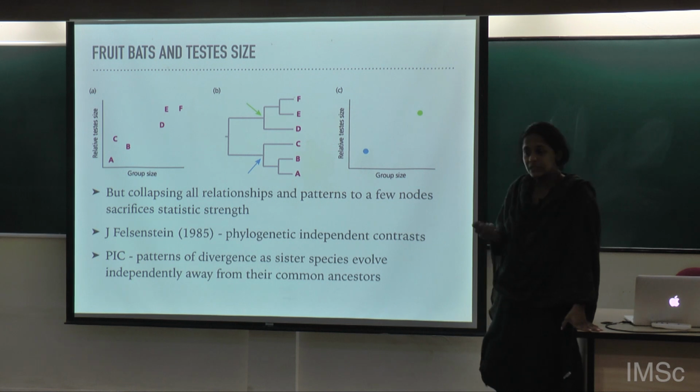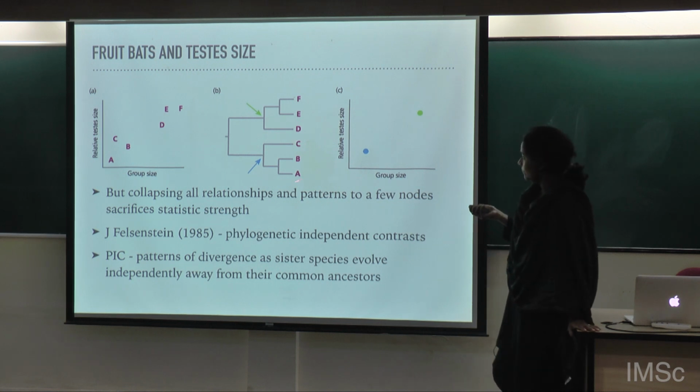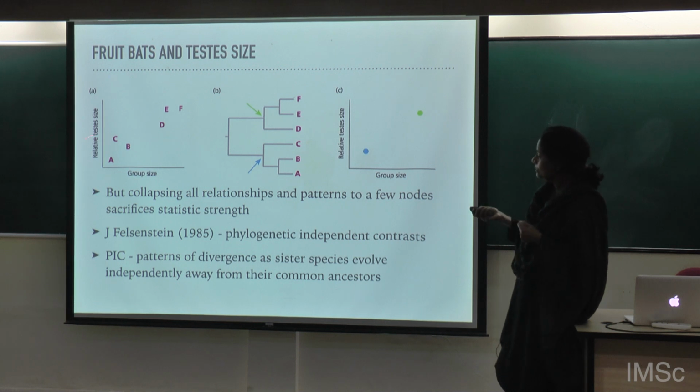Then you look at a phylogeny of these 6 bats, and you find that A, B, C are clustered at one node, and D, E, F are clustered here, right? So in fact, you don't have 6 data points, you only have 2, because from an evolutionary point of view, this relationship of testes and group size evolved here for A, B, and C, and this relationship of D, E, F evolved over here.